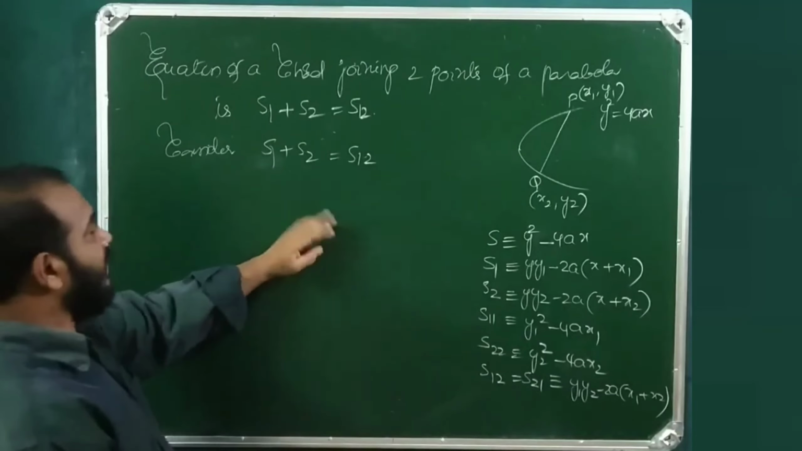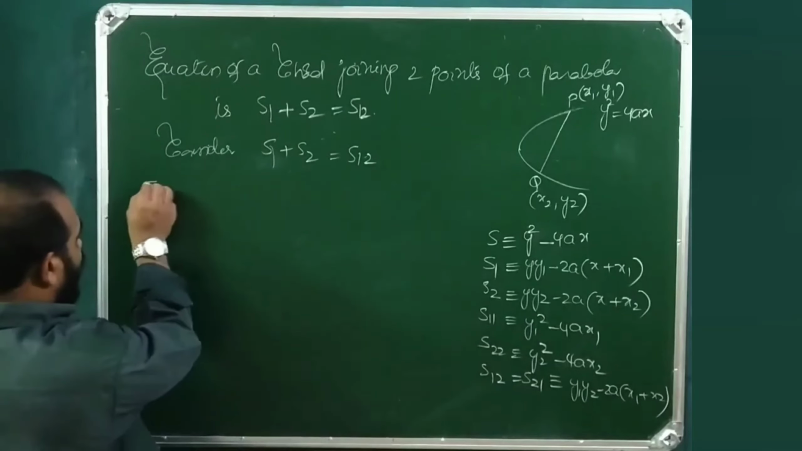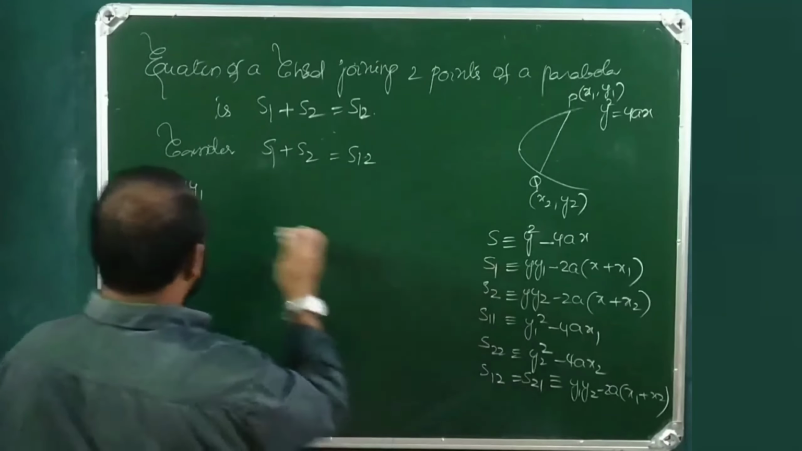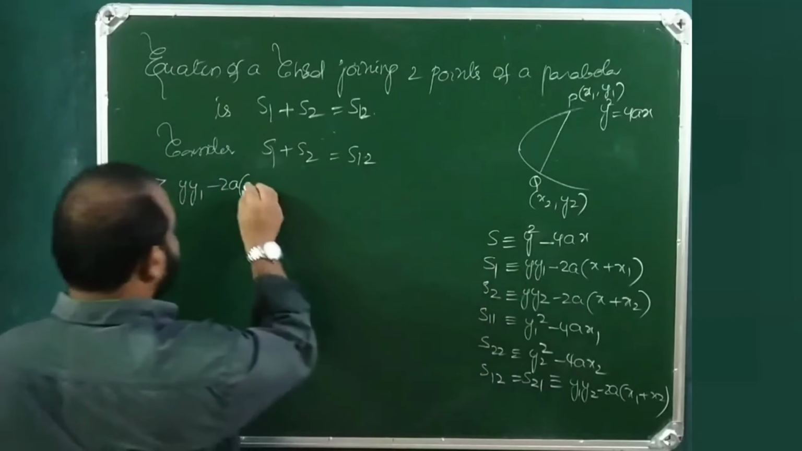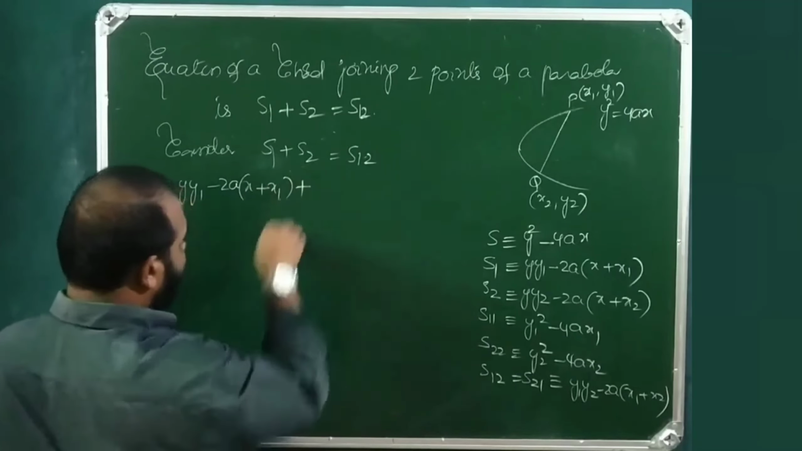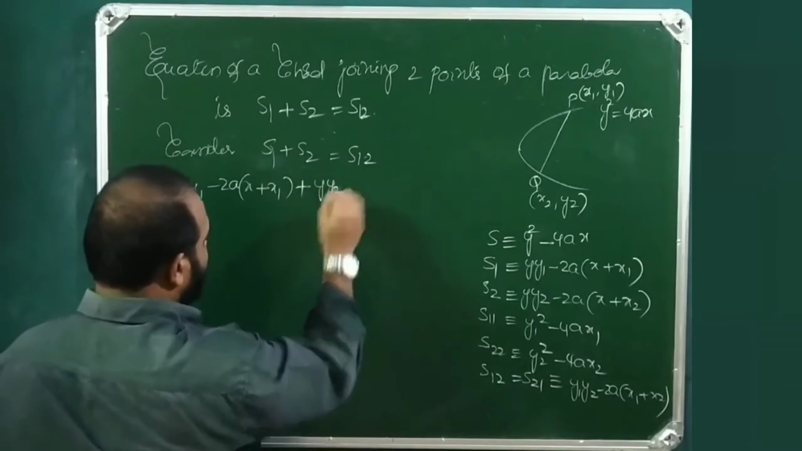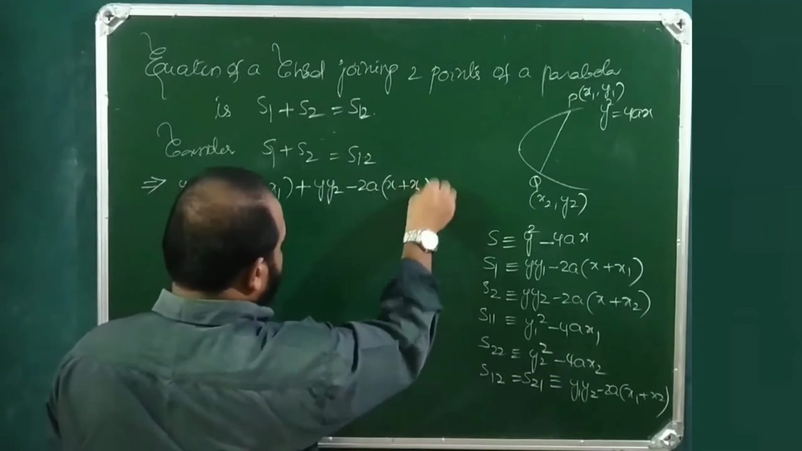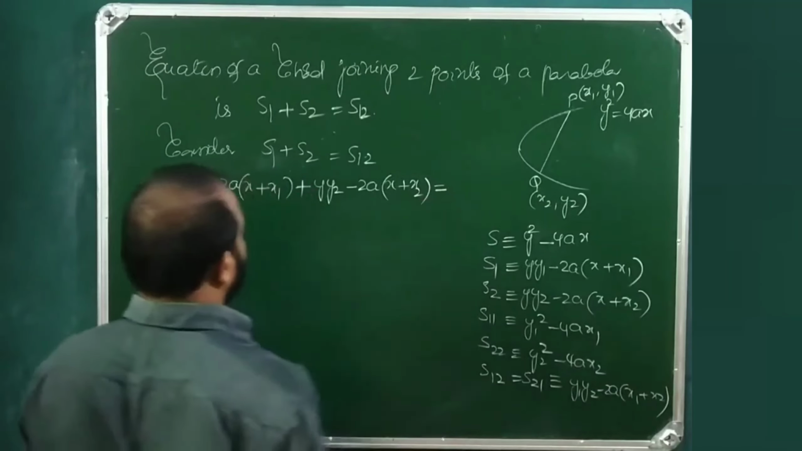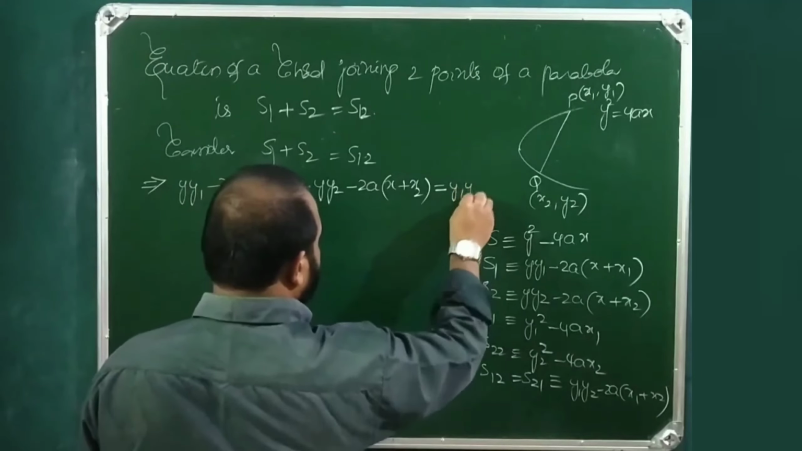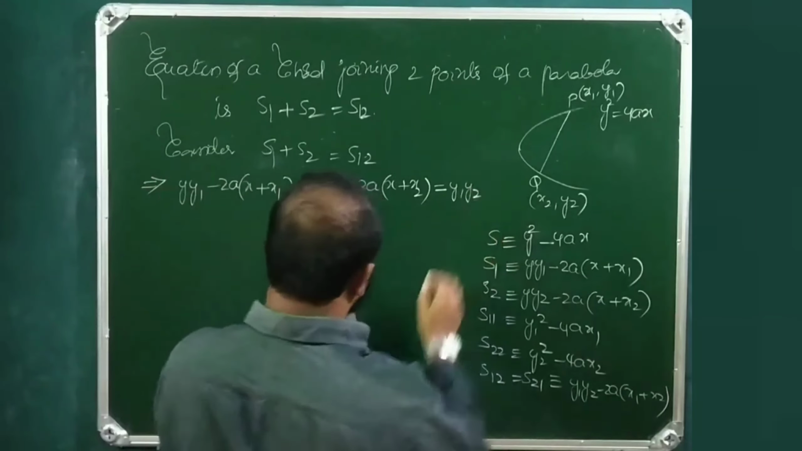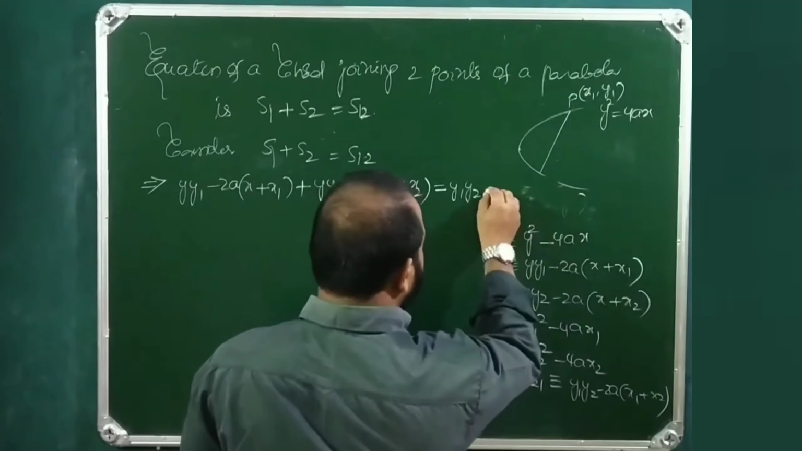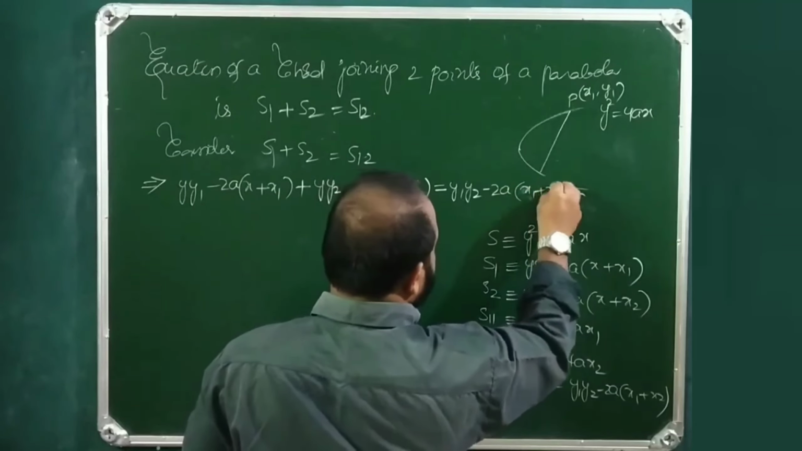Now, if you consider S1 plus S2 equals S12, so what is S1 here? y1 y minus 2a into (x plus x1), plus S2 is y2 y minus 2a into (x plus x2), equals y1 y2 minus 2a into (x1 plus x2).